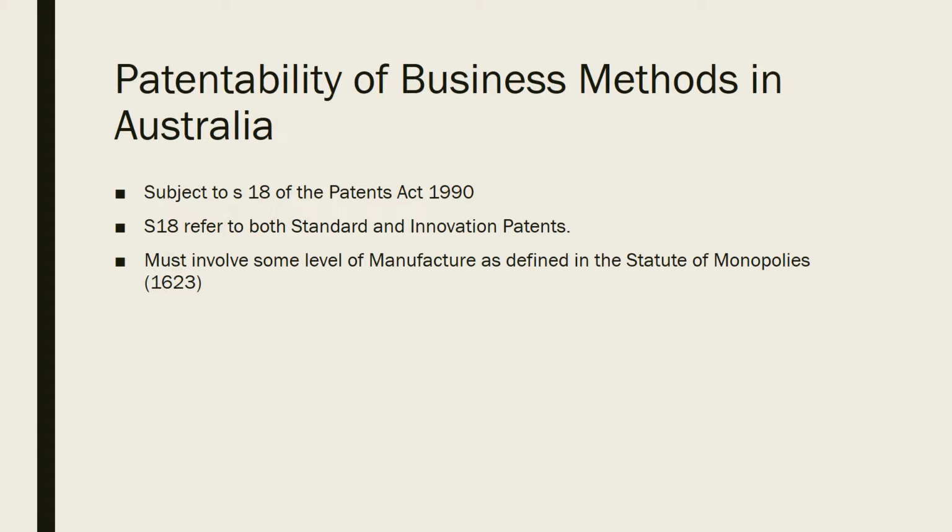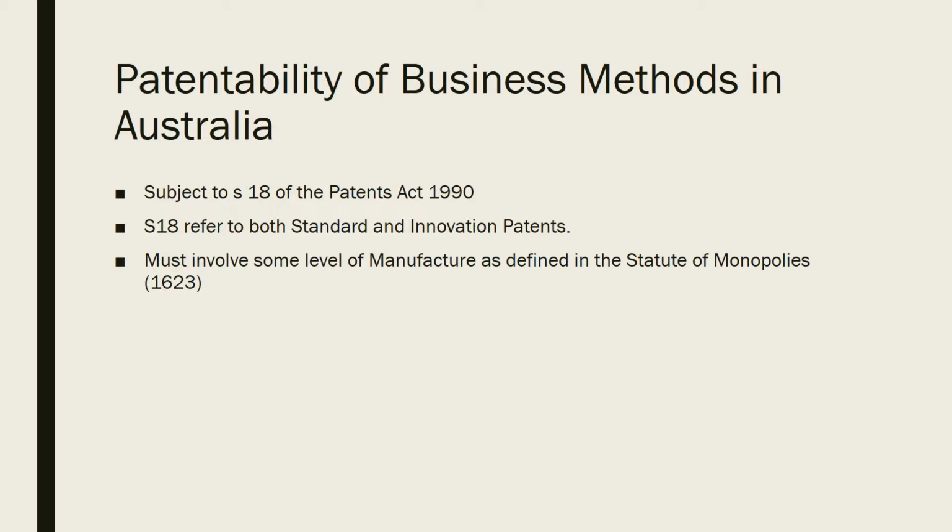Business methods are patentable in Australia, but they are still subject to Section 18 of the Patents Act and the other appropriate common law, the same as all other patent applications. Section 18.1 refers to standard patents, whereas Section 18.1a refers to innovation patents. Both require the same tests be met in order for the patent to be properly granted. Both subsections require that the patent utilise a manner of manufacture in line with the definition in the Statute of Monopolies in order to be successful.